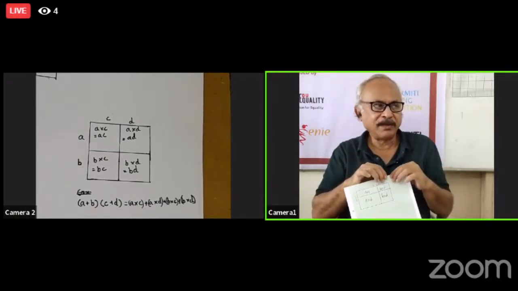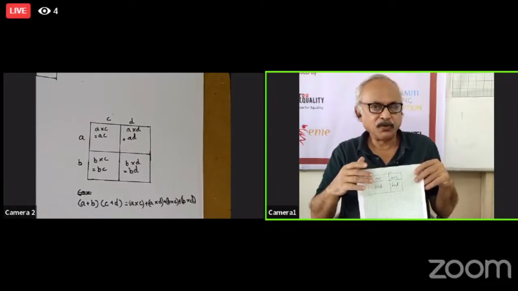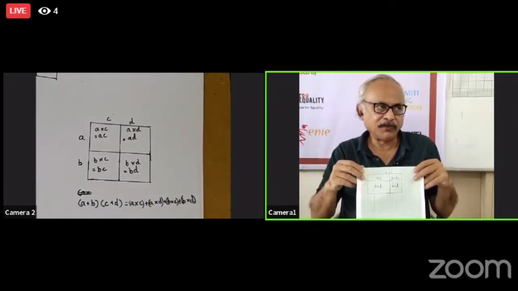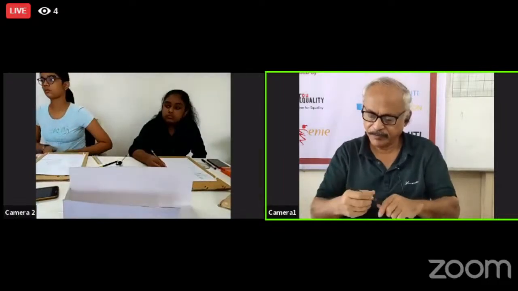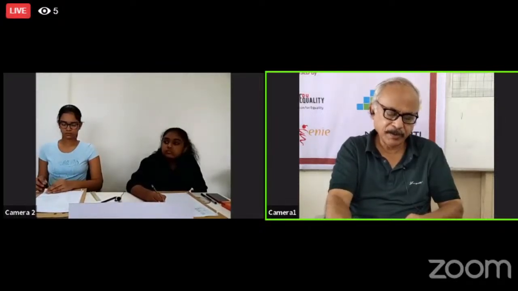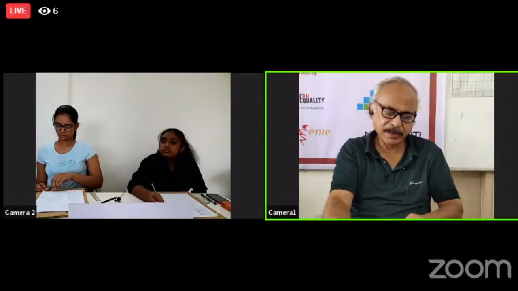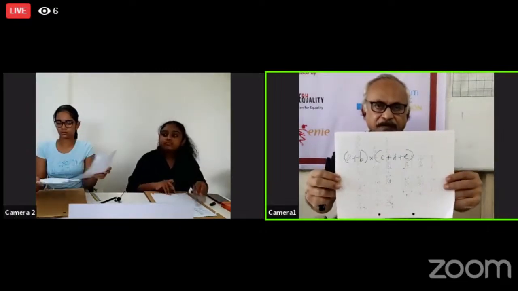So now, are you ready for a problem where you have to do both? You have to draw the rectangle, and you also have to write it using brackets. Now the problem is the following. I'm going to write it here. A plus B into, now instead of breaking one side into 2 parts, I'm breaking it into 3 parts. So it is A plus B into C plus D plus E. This is the problem.